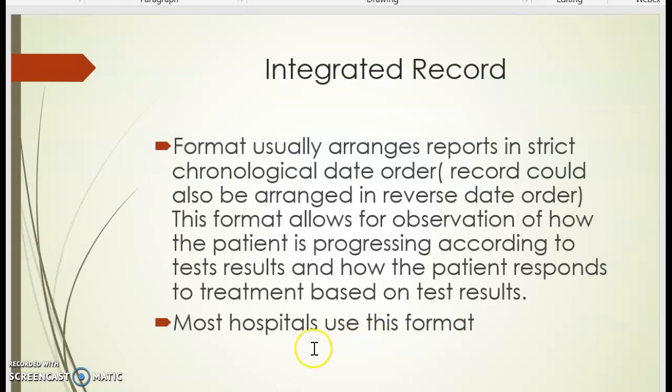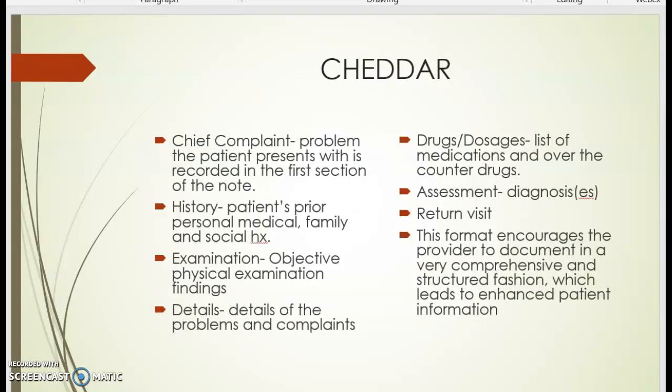Integrated record. This is something that a hospital is going to use more. So remember that source-oriented and POMR is going to be more physician, where integrated is going to be more hospital. And what they do here is chronological date order. It can also be done in reverse. But again, this is how you can read how the patient's progressing, how they are doing. Everything's ordered. It's not sectioned. It's all for that one admission.